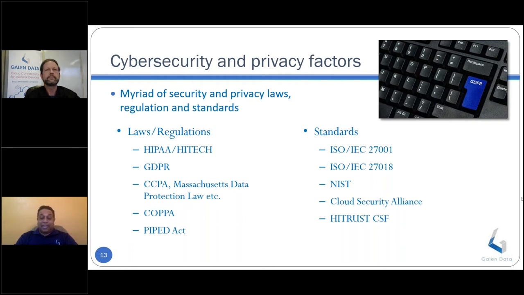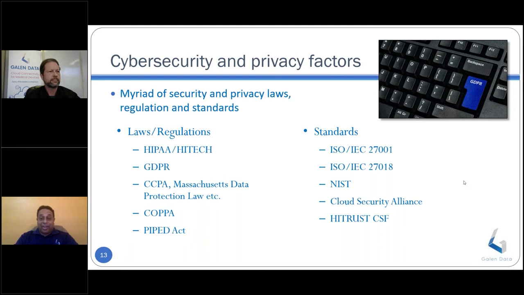And every state in the US is now coming up with its own privacy laws. There's laws around the Children's Online Privacy Protection Act. So if your device is targeting children, there are requirements around that. Canada has the PIPEDA Act. Every country has its own thing. So there's a wide variety of laws and regulations to understand, and depending on where you are trying to sell, make sure you comply with these.